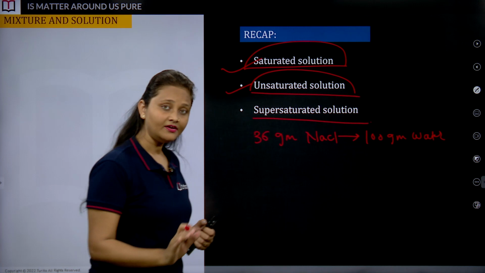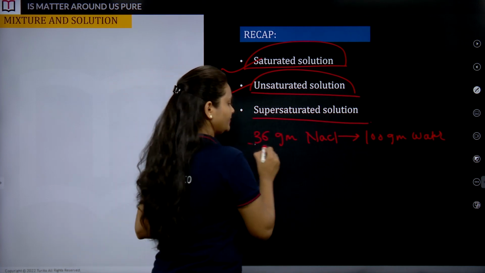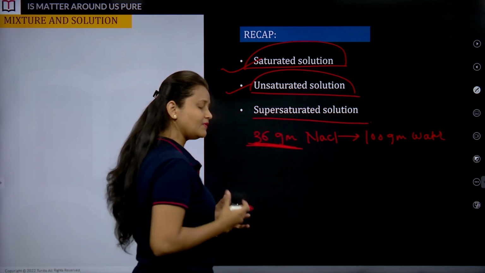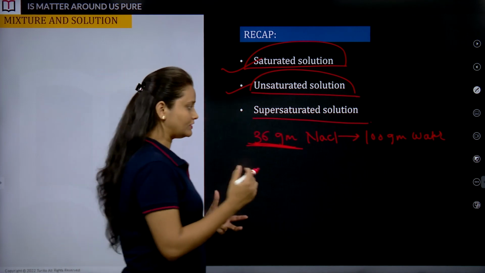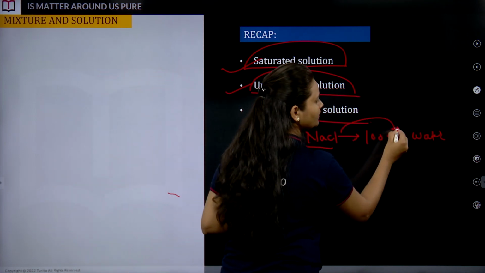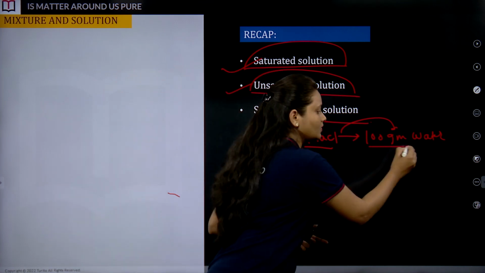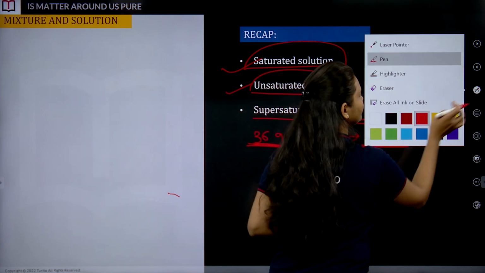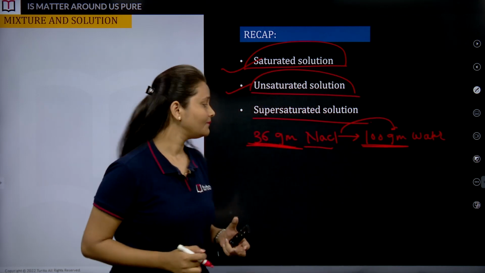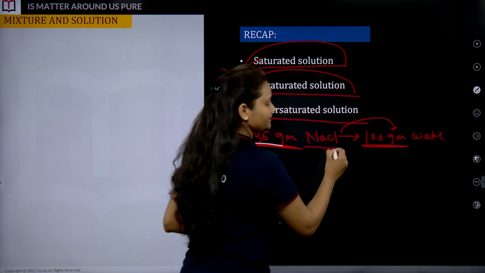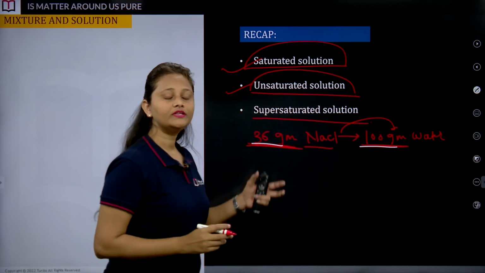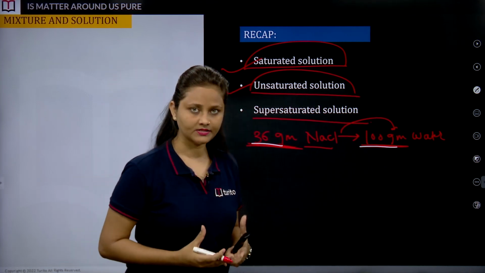Okay, that means 36 gram is the maximum capacity of a salt to get dissolved in what? Water. Or 100 gram of water can dissolve 36 gram of NaCl. Okay, so emphasize on the word: 100 gram of water can dissolve 36 gram of NaCl. Correct? So that is its maximum capacity.